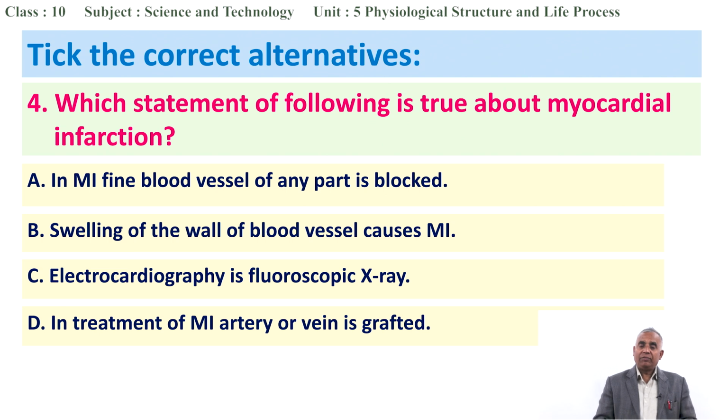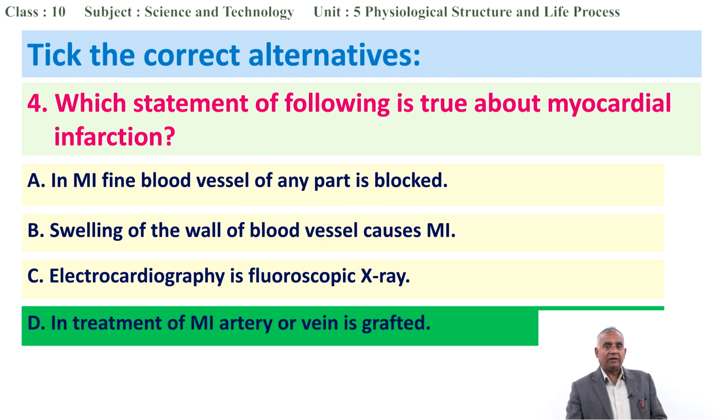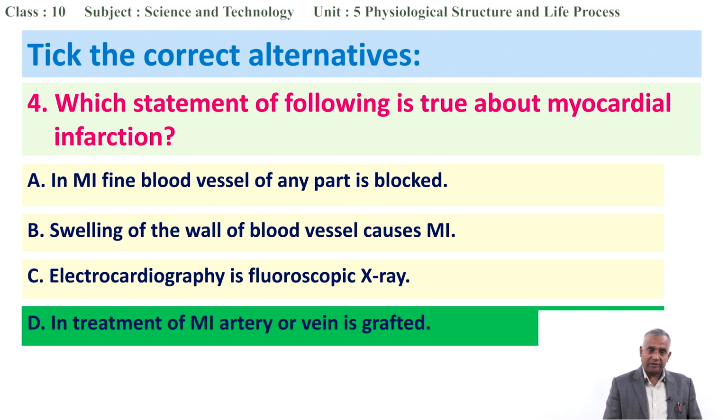What is the next question? Which of the following statements is true about myocardial infarction? In myocardial infarction, fine blood vessels of any part are blocked? Or swelling of the wall of a blood vessel causes myocardial infarction? Or electrocardiography is fluoroscopic X-ray? Or in treatment of myocardial infarction, an artery or vein is grafted? Which one is correct? The last one. Either an artery or vein is grafted in open heart surgery.